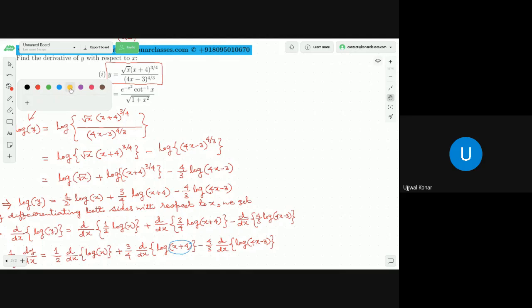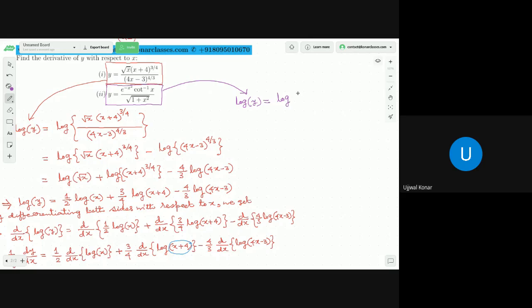In the next question, we need to find the differentiation of e power minus x square into cot inverse x by square root of 1 plus x square. So let me take it here. The same thing, we will take log of y, correct or not? Gurman, Divanshu, Srijita, and Disha, did you get this question? No, sir. Okay.